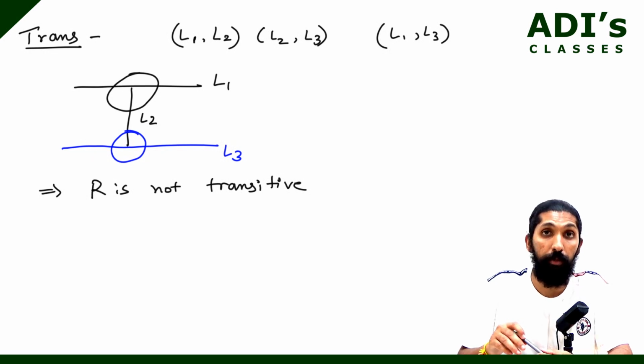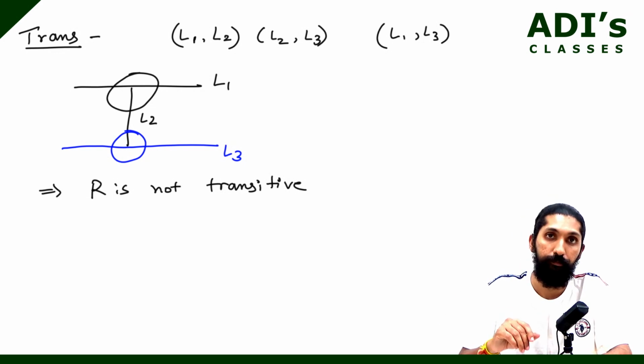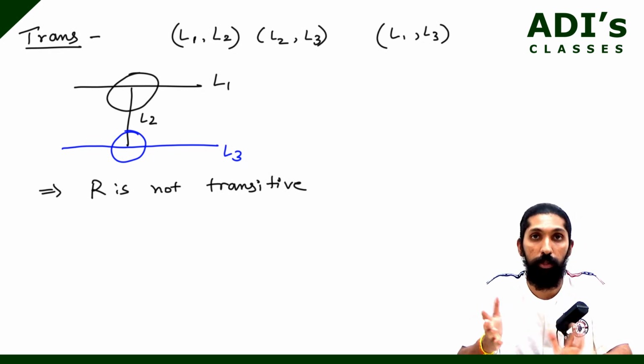This is an example of how we show whether a relation is reflexive, symmetric, transitive and so on. In the upcoming videos, you will see different problems based on the same concept. So in the next one, we'll start with problems.